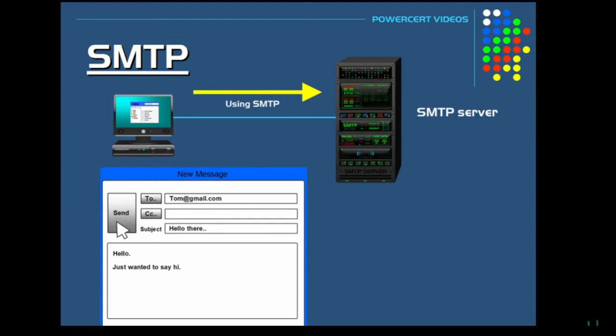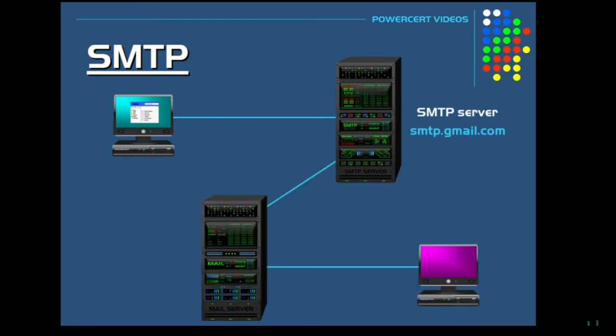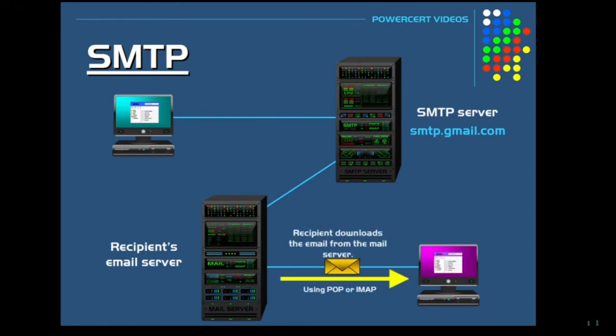So for example, if you're using Gmail, the SMTP server address would be smtp.gmail.com, and then your SMTP server will send the message to the recipient's email server also using SMTP. Then the email will stay on the recipient's email server until the recipient logs into their email account and downloads the email using POP or IMAP. Or they can just view the email on the server by using webmail.